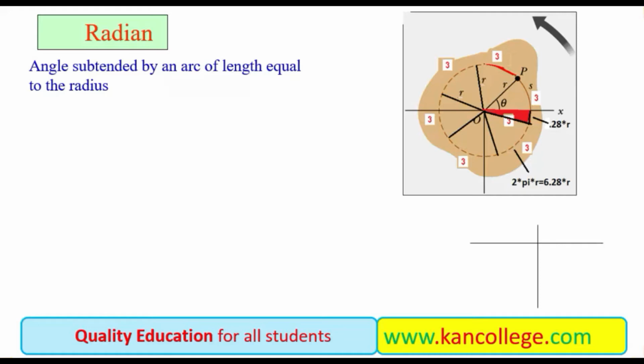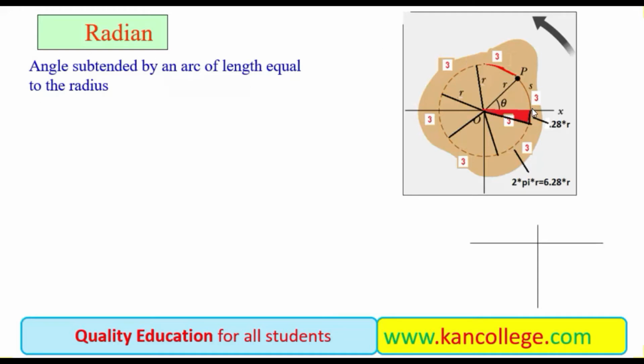Now, we define the radian. Actually, radian is the unit of angle or angular displacement. What is 1 radian? The angle subtended by an arc of length equal to the radius. This angle is known as 1 radian.